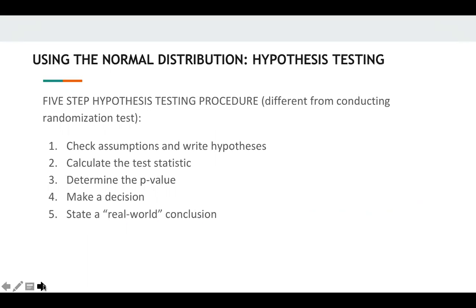So when you're using the normal distribution for hypothesis testing, you go through a 5-step hypothesis testing procedure. So this is a little different from when you conduct a randomization test. So your 5 steps are going to be 1, check your assumptions and write your hypotheses. 2, calculate your test statistic. 3, determine the p-value. 4, make a decision. And then 5, put your decision from step 4 into a real-world conclusion back into the context of the original problem.